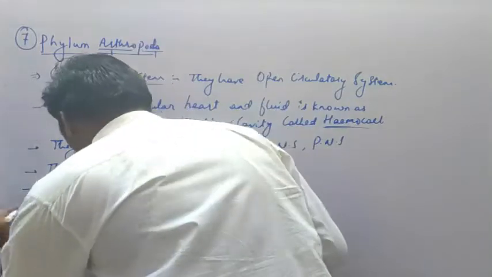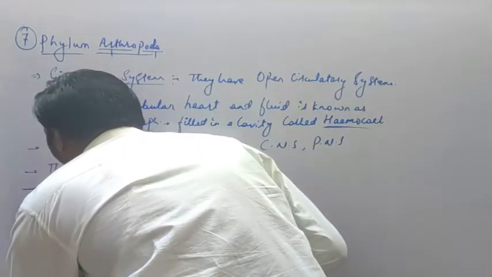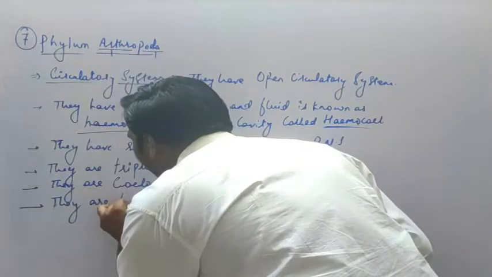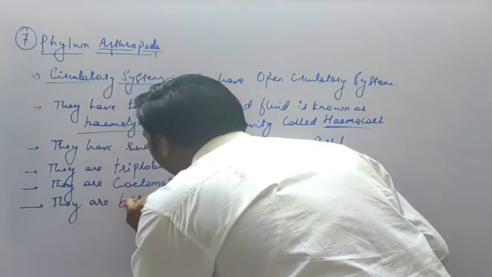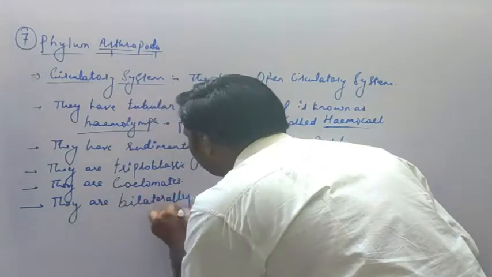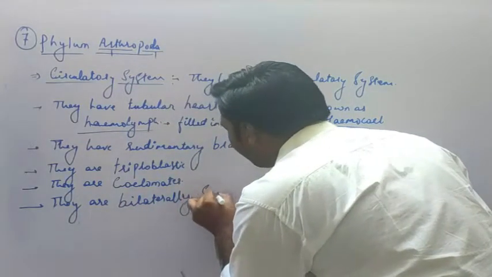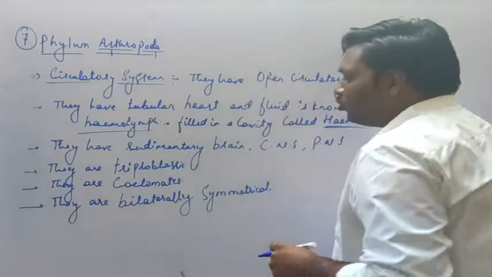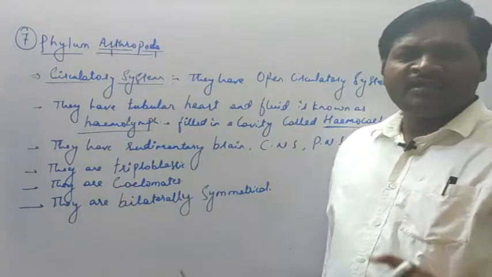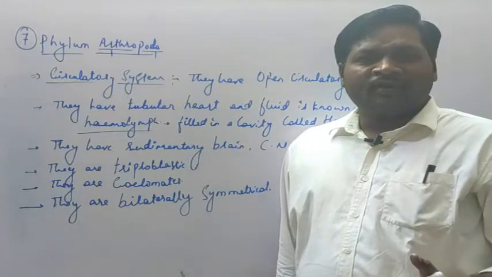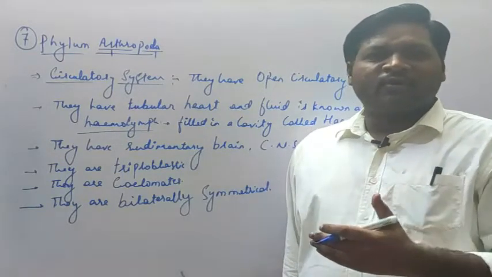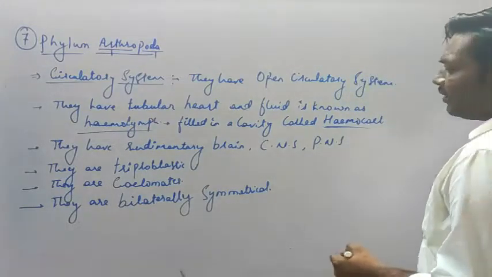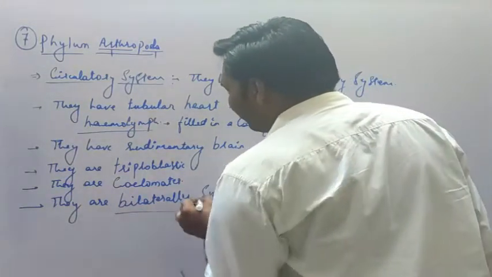The next, they are bilaterally symmetrical. So they show bilateral symmetry. When we cut the body, or when we pass the plane from the center of the body, it will divide the body into 2 identical equal halves. So that is called bilateral symmetry.